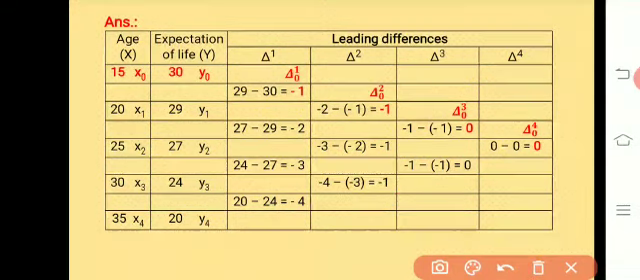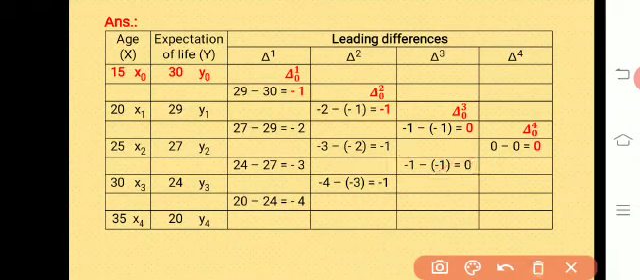Then come to delta raised to 3. Here, minus 1 minus minus 1 is minus 1 plus 1, and that is equal to 0. This value is nothing but delta 0 raised to 3. Similarly, minus 1 minus minus 1 is minus 1 plus 1, which is equal to 0.